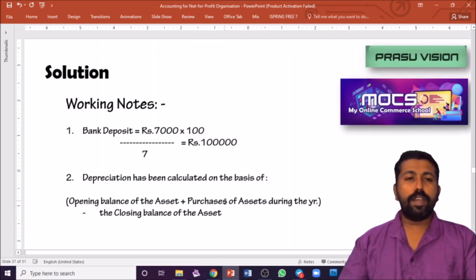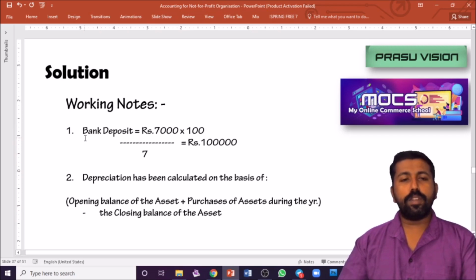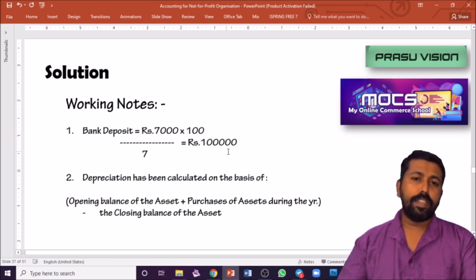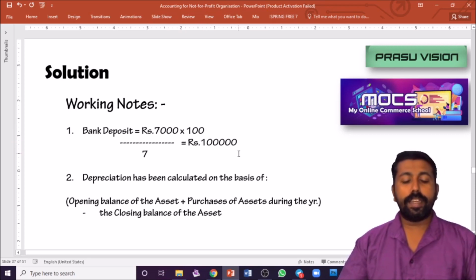And remember, these are the ways we have to find out the value of depreciation: opening balance of the asset plus purchase of asset during the year less the closing balance of asset. And remember, in the receipt and payment account, there is an interest on bank deposit, but the bank deposit amount is not given. So we have to find out the bank deposit amount by using this equation. The percentage is there, and the interest is given, 7,000. So 7,000 divided by the percentage into 100, we will get the total amount of deposit. So 1 lakh is the bank deposit.